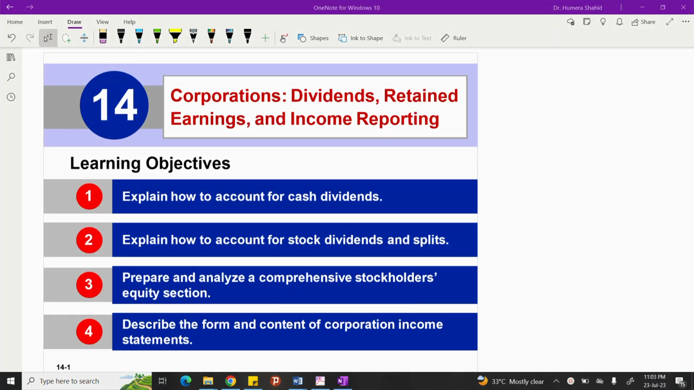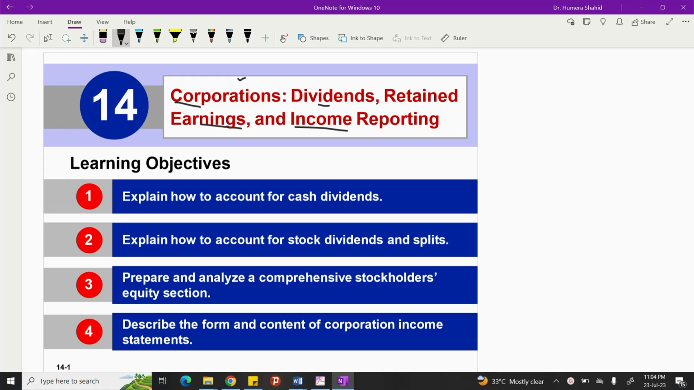And today our discussion about the corporation is going to be regarding the dividends, retained earnings, and the income reporting for the corporations. This is chapter number 14 of financial accounting, and this chapter is in continuation of chapter number 13, which was also about corporations. But there we have discussed different categories of stocks for the corporations. Let's discuss the learning objectives of this chapter.